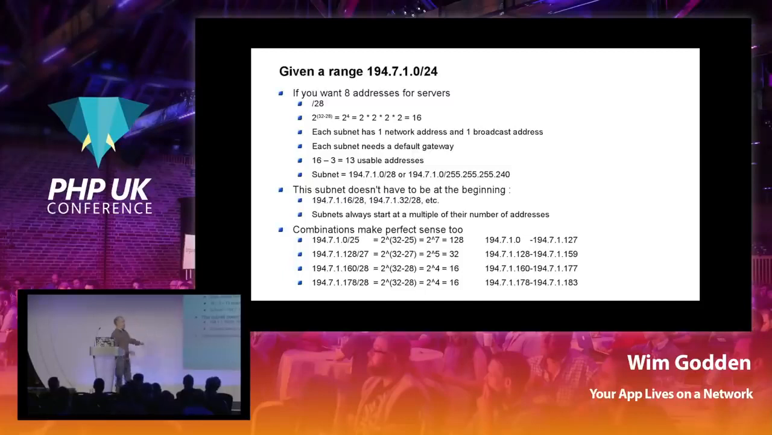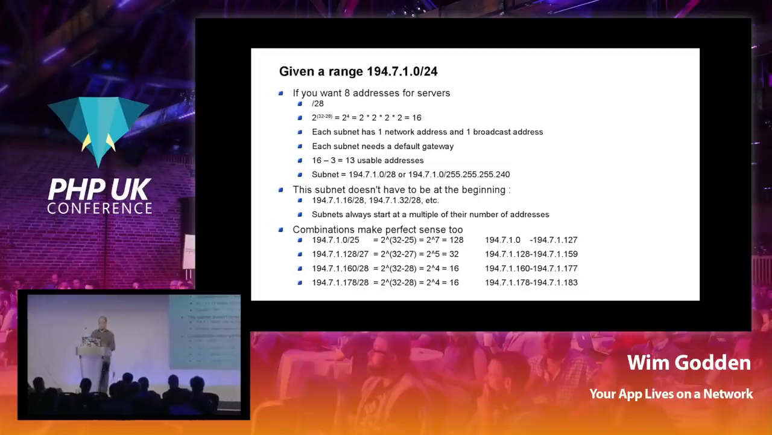So if you have a big range of 256 addresses, you can make it start at .0 and go to 127 with a /25. And then the next one can start at 128 and go to 159 and so on. So any combination makes sense. You can just not overlap, of course. That wouldn't work. Devices that overlap on the same range would not be able to talk to each other in a decent way.